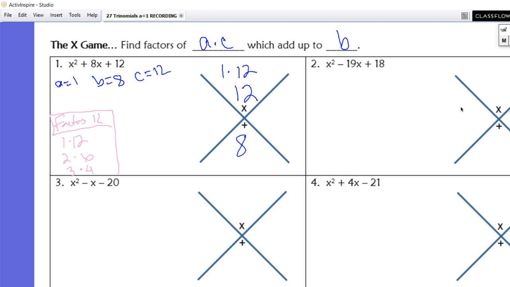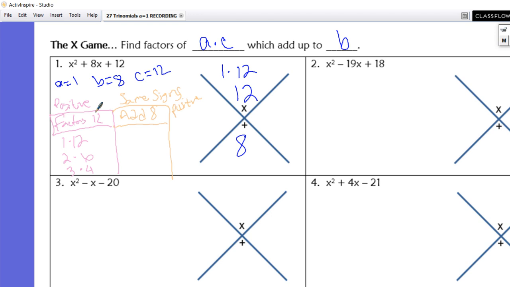And then I need to add to b. And when I figure out my add to b, I'm going to be thinking about the signs. Did you guys notice that the 12 that we multiplied to is positive? That means that when we do our adding, we have same signs. And it's going to be positive, because the b value is positive.